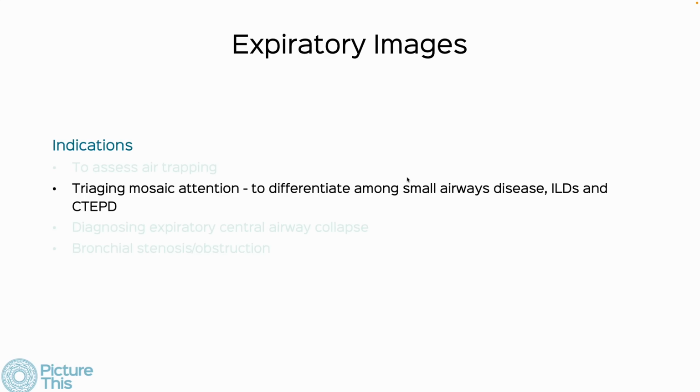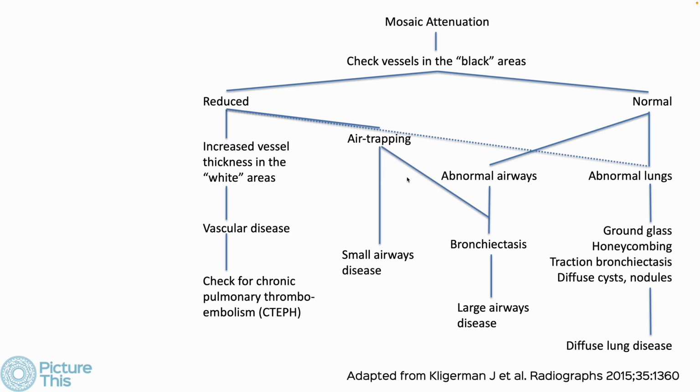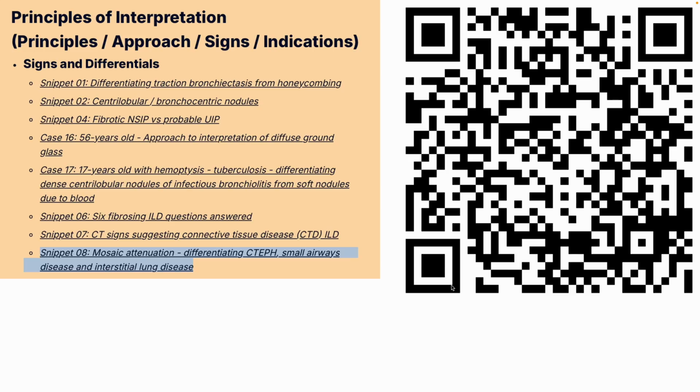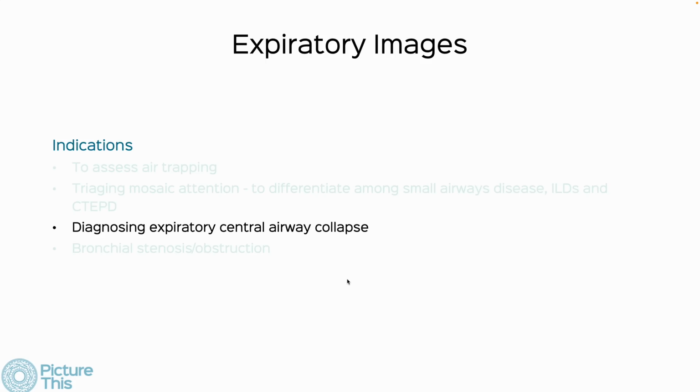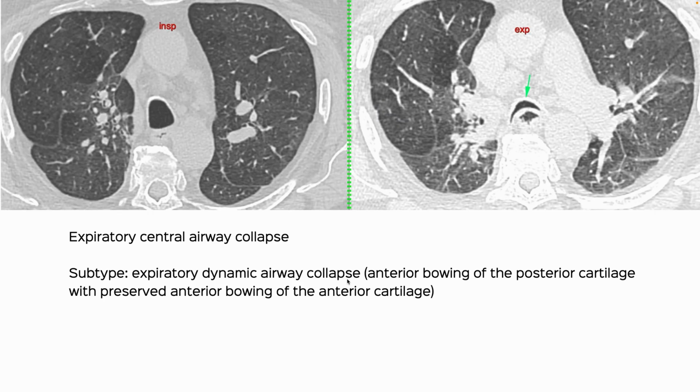Then to triage mosaic attenuation, to differentiate among small airways disease, ILDs, and typically hypersensitivity pneumonitis and chronic thromboembolic pulmonary disease, an inspiratory-expiratory pair helps. And this is the algorithm adapted from Kligerman's article in 2015. Nothing has changed. It pretty much remains the same. And there is a detailed snippet that I had done for this, and that's the QR code for that. Or you can just go to the table of contents and search for mosaic attenuation. And I'm going to do another post on ECAC soon. I don't know why it's been left out.